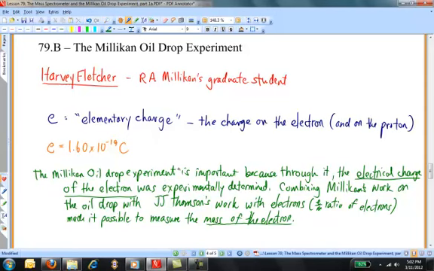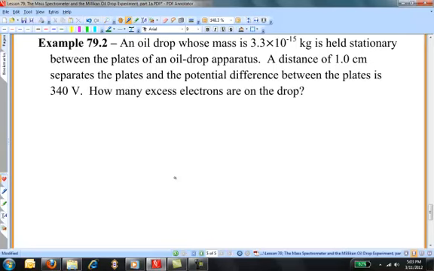Let's work an example problem, example 79.2. An oil drop whose mass is 3.3 times 10 to the minus 15 kilograms is held stationary between the plates of an oil drop apparatus. A distance of 1.0 centimeters separates the plates, and the potential difference between the plates is 340 volts. How many excess electrons are on the drop?